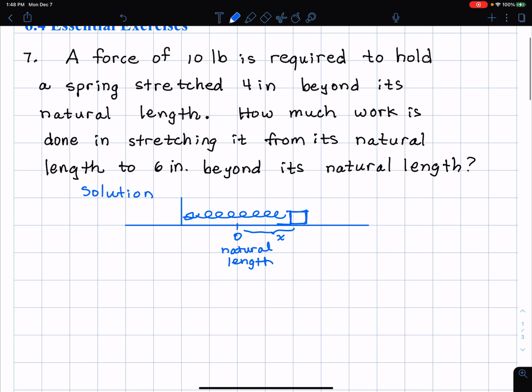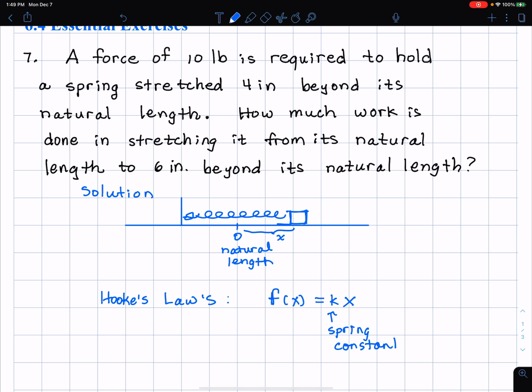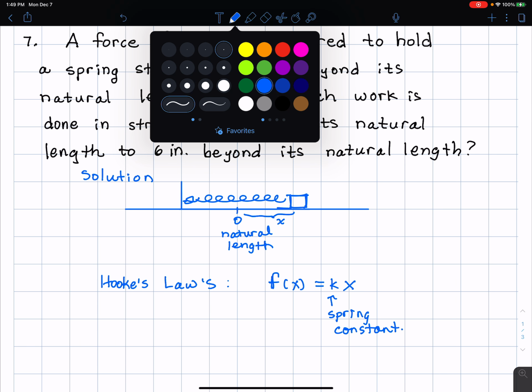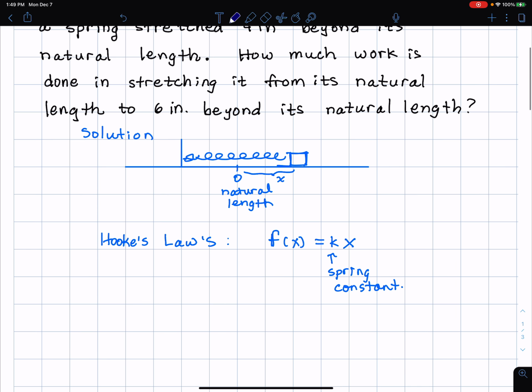Now, Hooke's law says that the force required, or the force that's acting on that object when it's been stretched or compressed, is a constant k times x, and this k is a spring constant, so it depends on each spring. Now what we're going to do first in this problem is find k.